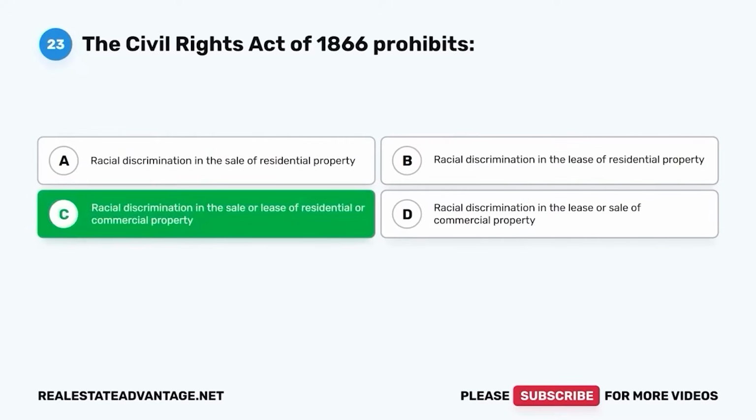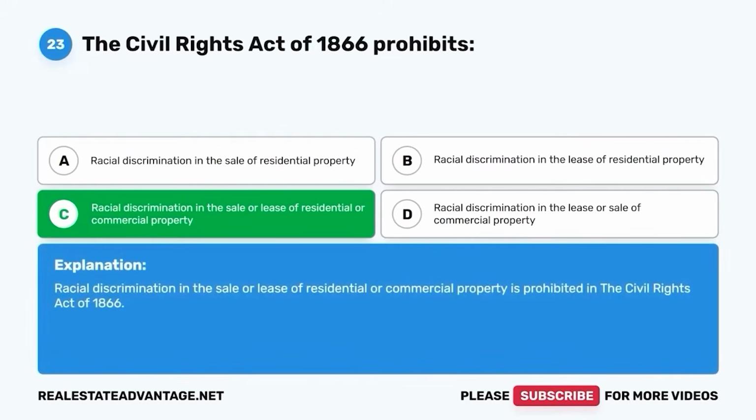The correct answer is C. Racial discrimination in the sale or lease of residential or commercial property. Racial discrimination in the sale or lease of residential or commercial property is prohibited in the Civil Rights Act of 1866.